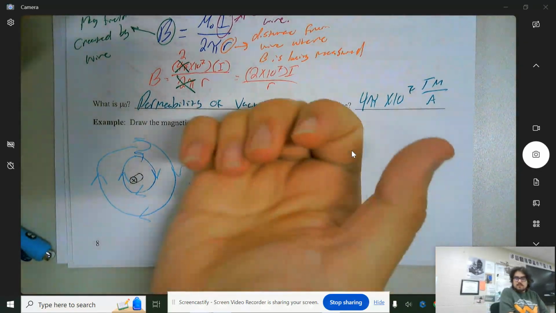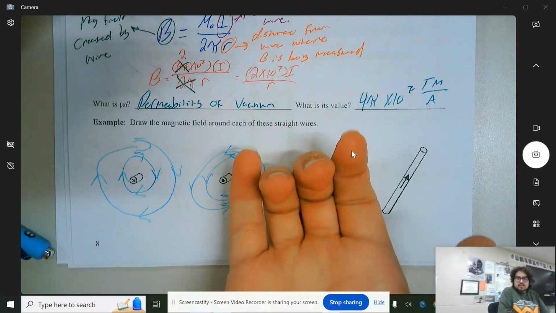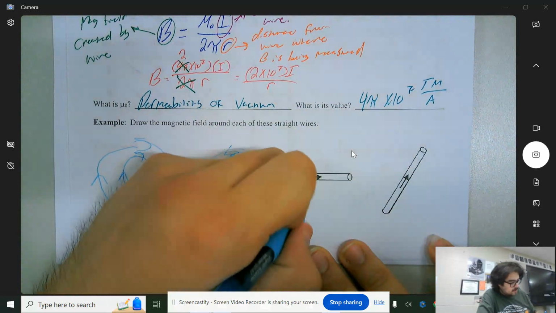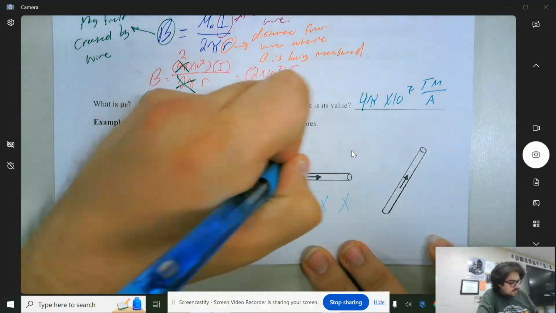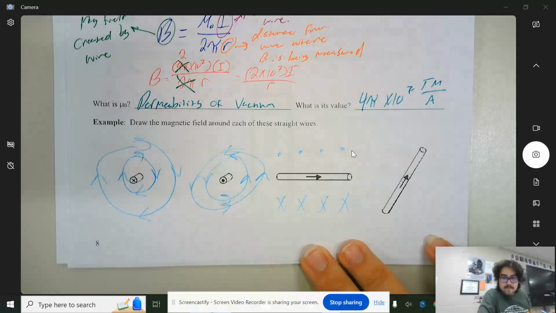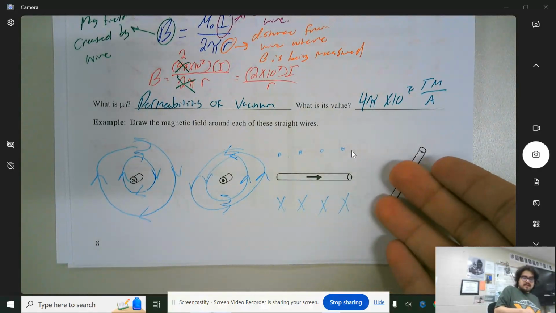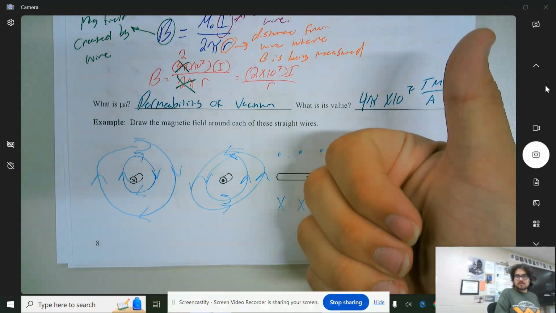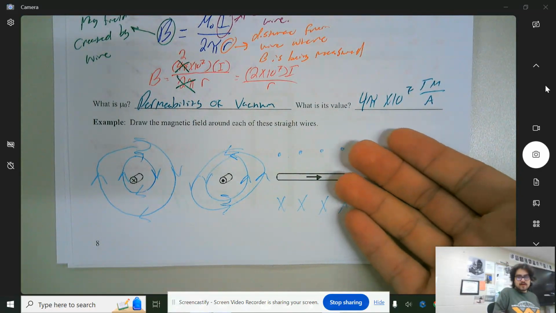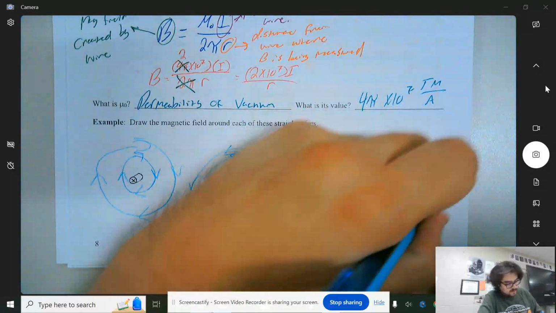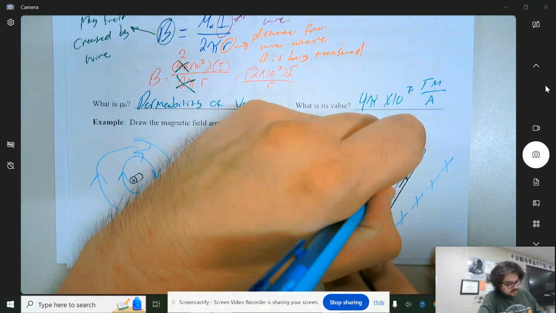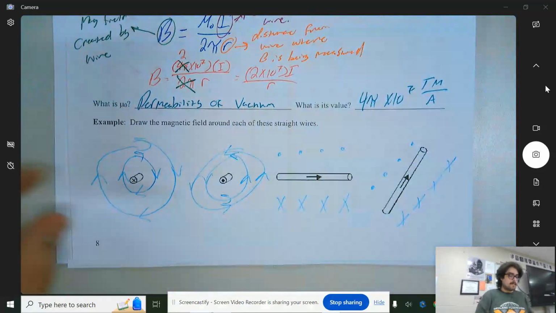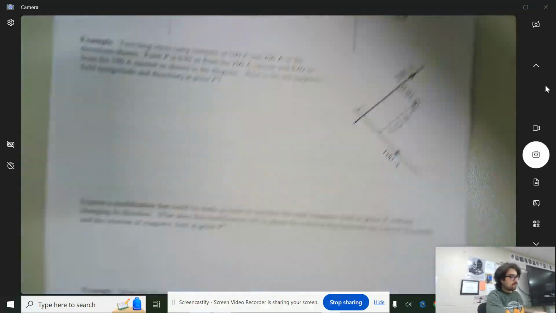And then this is going to the right. Into the page below the wire, and out of the page above the wire. What about right here? Again, right-hand rule, thumb goes in the direction of the current. We go into the page on the right side of the wire and out of the page on the left side of the wire. Pretty straightforward.